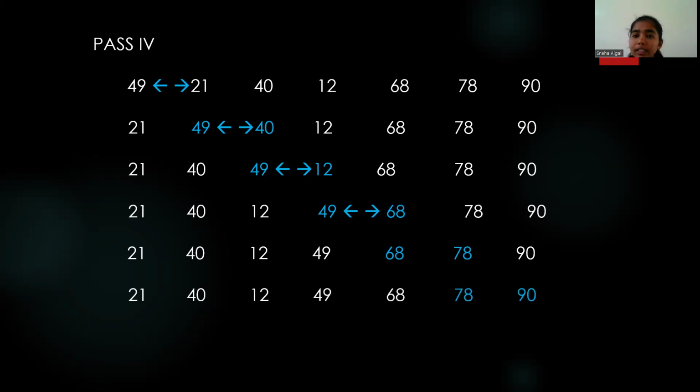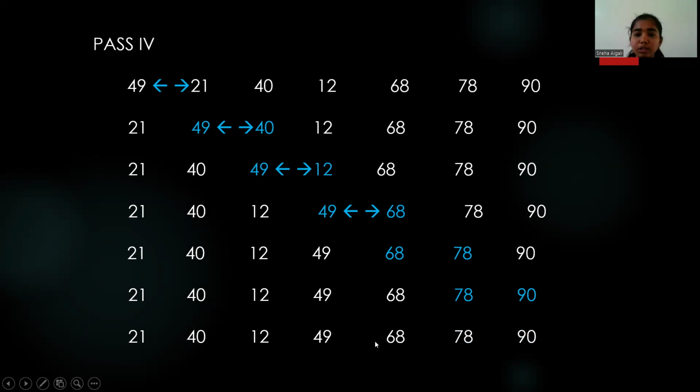And 78 and 90 are compared. Since 78 is lesser than 90, there will be no change in the array. At the end of the fourth iteration, the last four elements of the array are sorted, and these four elements are the largest elements as compared to these first three elements.